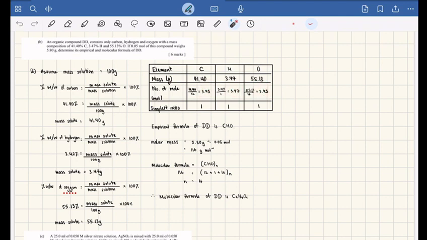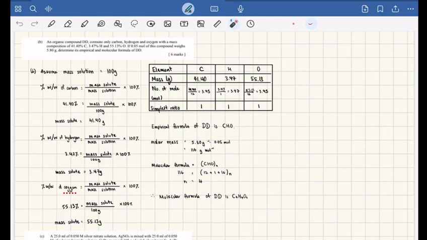So the smallest value here is 3.45. So 3.47 will be divided by 3.45, and 3.45 will also be divided by 3.45, and you'll get 1 : 1 : 1. So the empirical formula of DD is CHO.